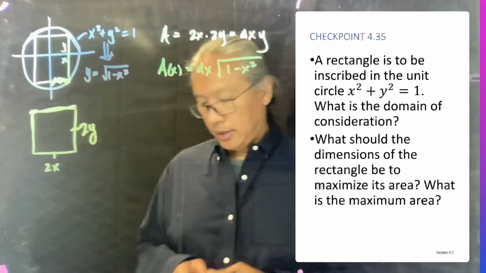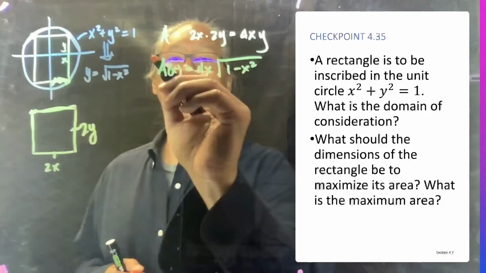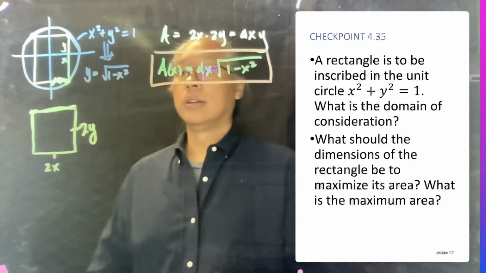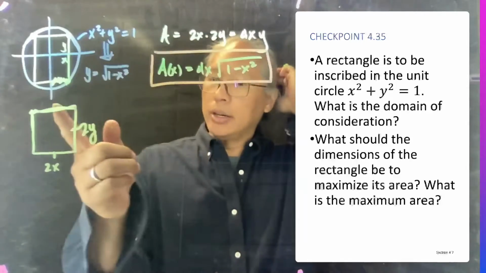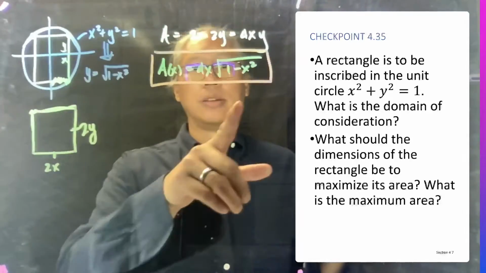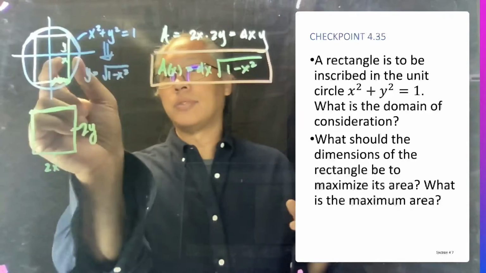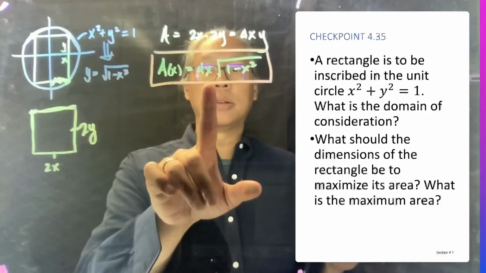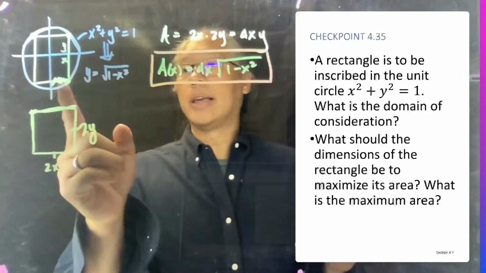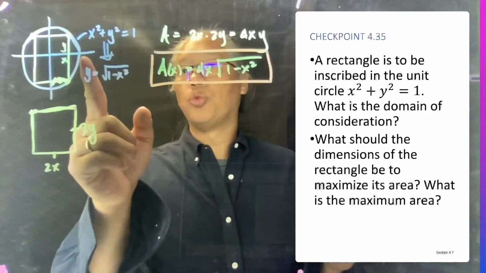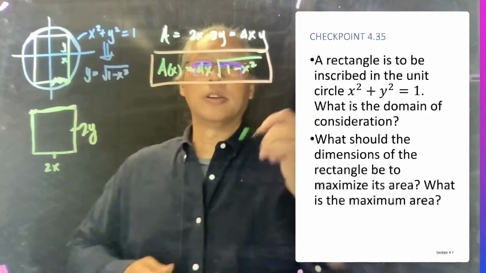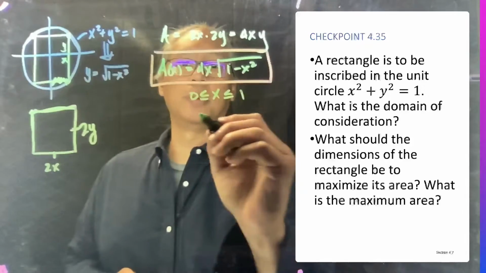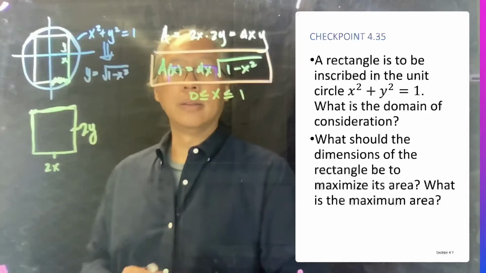Now this is our area function that we're trying to maximize. Our domain of consideration would be, what values of x can I put in here? I can't put anything less than 0, because my x value is some distance over here. And if x was equal to 0, then the area is going to be 0. And I can go as far as 1, but I can't go past 1. So my x is limited to go between 0 and 1. So that's my domain of consideration.